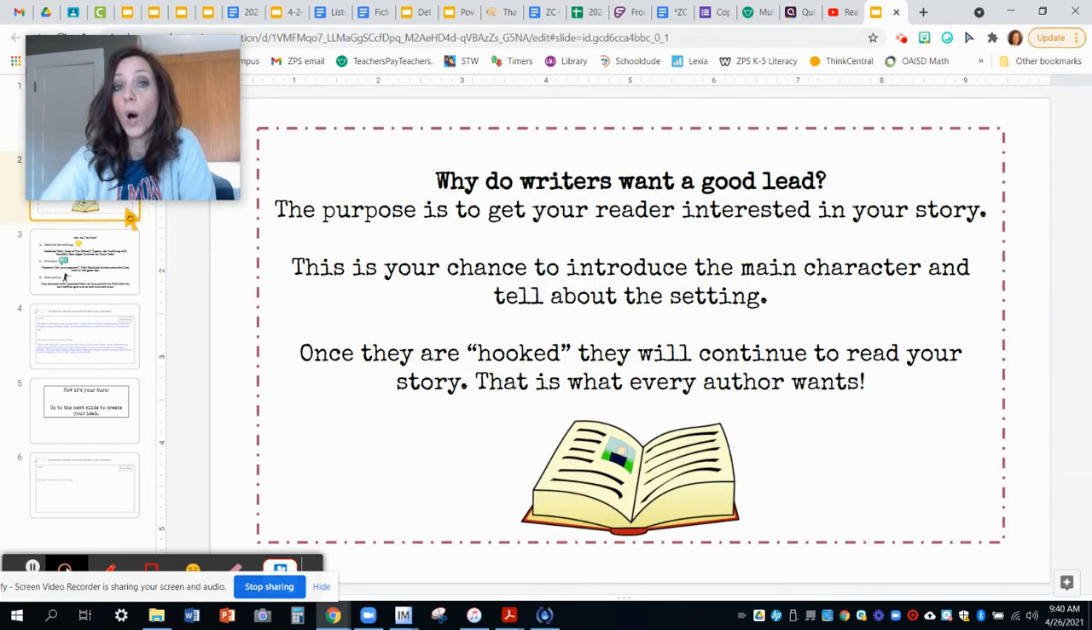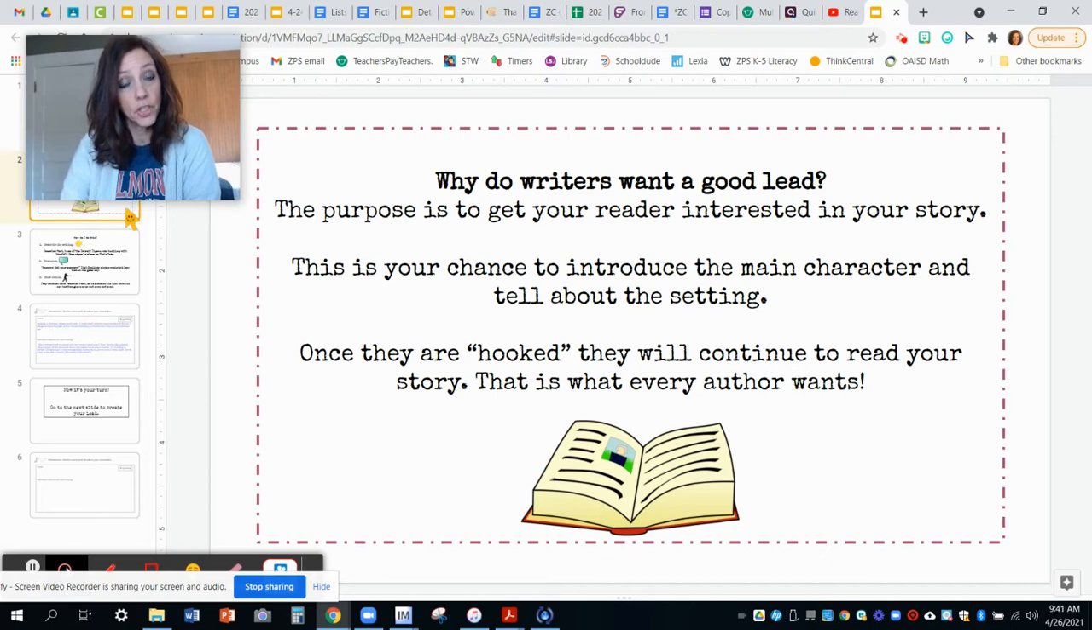First of all, why do writers want a good lead? Well, we've talked about it a lot, but the purpose is to get your reader invested and interested in your story. Think about the books that you read. If you read the beginning of it and you're not very interested, you're going to abandon that book, right? Maybe it might be too hard. That might be one reason. But quite often, it just doesn't really grab me. It doesn't do much for me. I'm not very interested, and you're not going to continue to read.